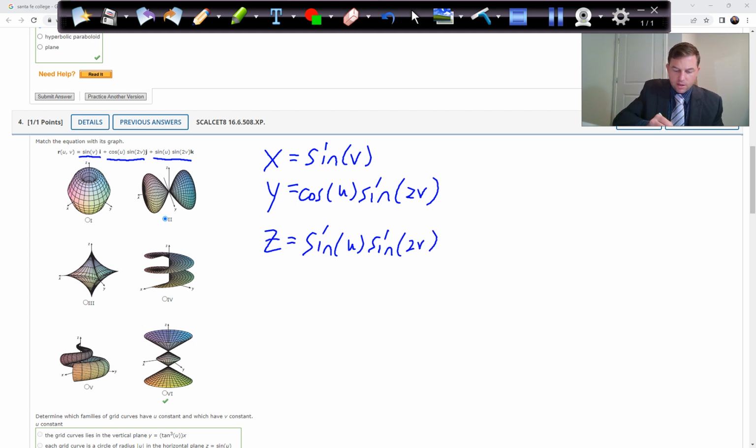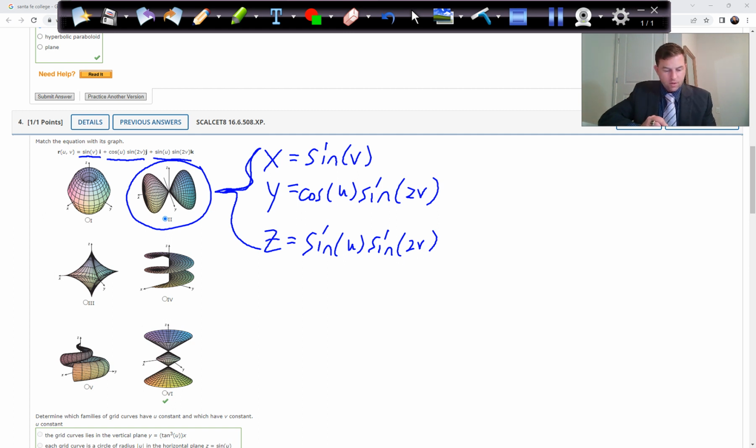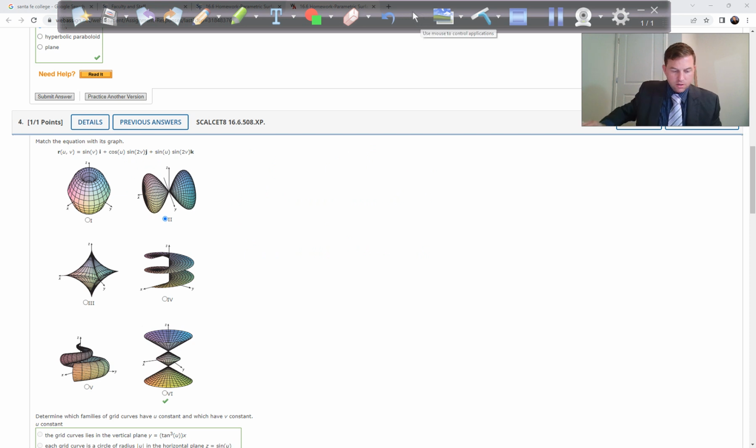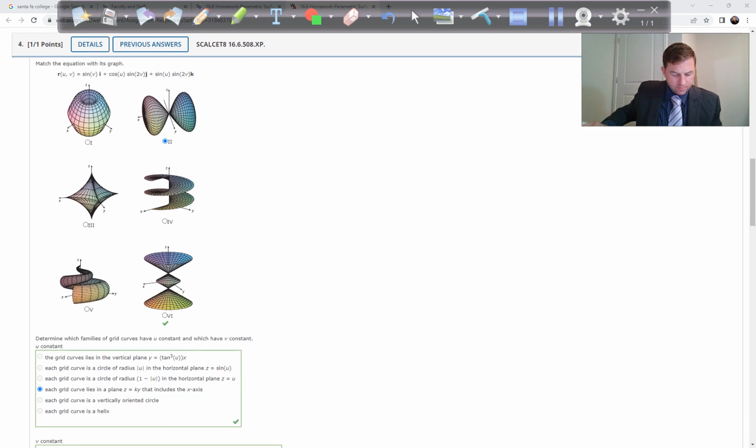And it will have a picture that looks like this one right here. So it will show you this picture, and now we just have to interpret it. So it's going to say, what happens if we make u constant? So if u is a constant, not a variable, then we're going to get grid curves that lie in a plane z equals ky that includes the x-axis.